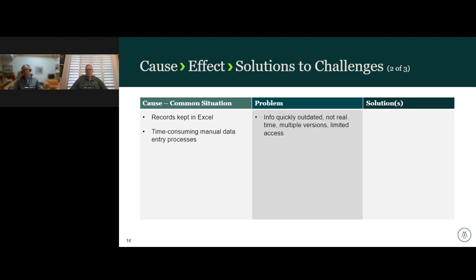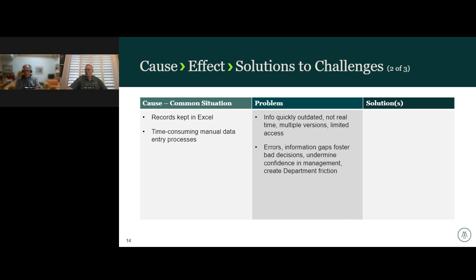With an Excel spreadsheet, the moment you do some additional work, that spreadsheet is out of date. You often maybe have multiple users of that spreadsheet. You can end up with multiple versions of it, and it just tends to provide limited access, especially if it's on one laptop and not networked.